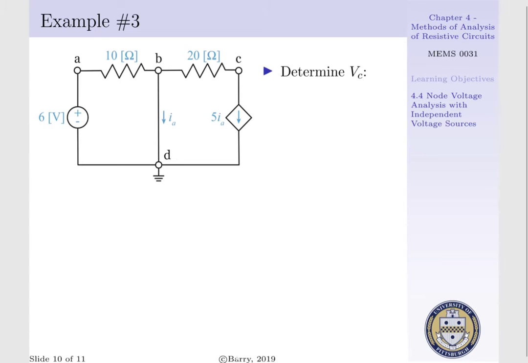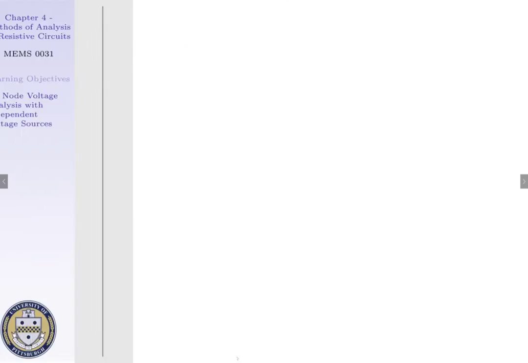Lastly, let's look at a situation where we have a current-controlled current source as well as a short. Say we're interested in determining VC, our node voltage, at node C. To begin, we'll employ our standard four-step procedure.